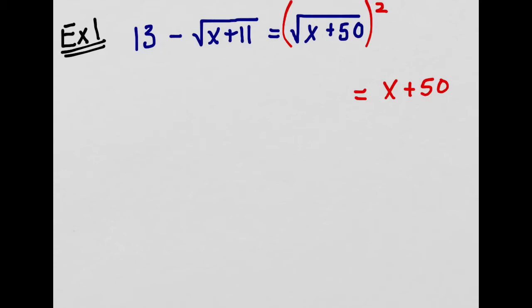But if I squared the right-hand side, as I did, that means that I'm going to have to square this entire left-hand side. I cannot individually square the 13 nor square the radical. This is one big binomial over here. It's got two terms. The subtraction sign separates the 13 and the radical from one another. So this is a two-term, or in other words, a binomial. So I am going to have to square this entire side.